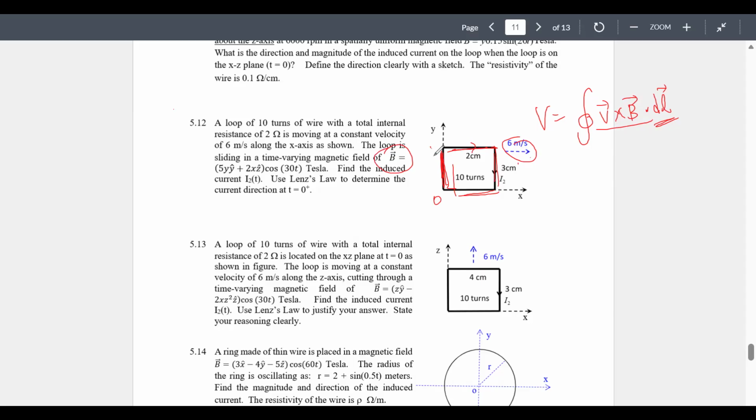From 3 centimeter to 3 centimeter, but x is equal to 0, so you substitute x equal to 0 here. Here, x is equal to 2 centimeter, 0.02, so you substitute x equal to 0.02 here. Velocity: all the wires have the same velocity, so you can do the v cross B first.